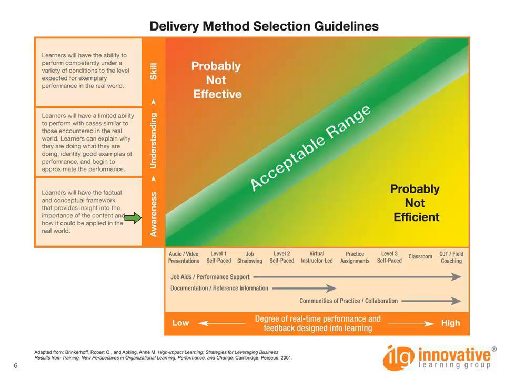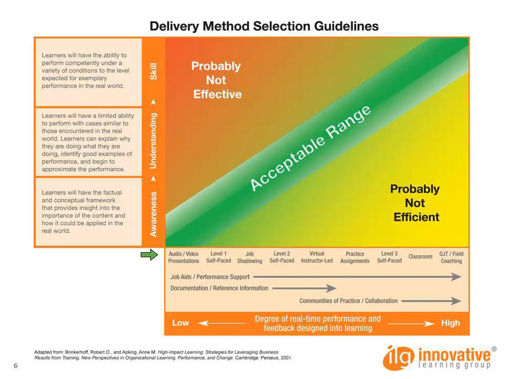So if we start with awareness, you can think of awareness level learning as teaching facts and providing some insight into how these are useful in the real world. If we move up to the next level, understanding level learning teaches learners to perform in simple cases. Learners can explain why they're doing what they're doing, and they can identify good examples of performance and begin to approximate the performance. And then at our top level, skill level learning teaches learners to perform competently under a variety of conditions to the level expected in the real world.